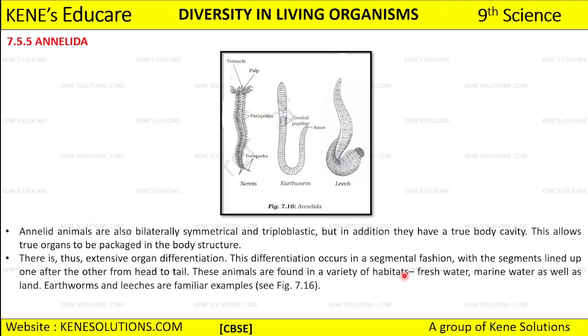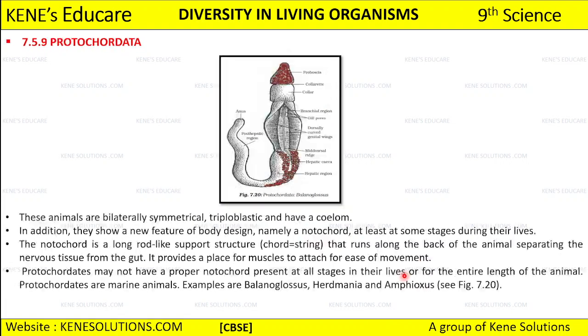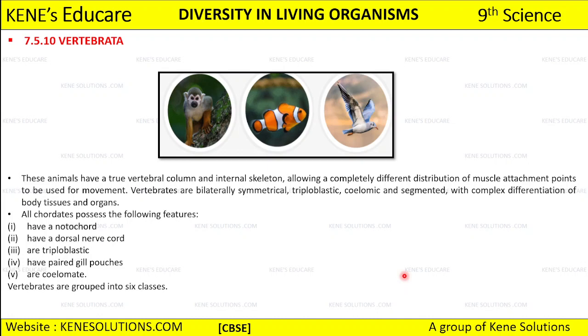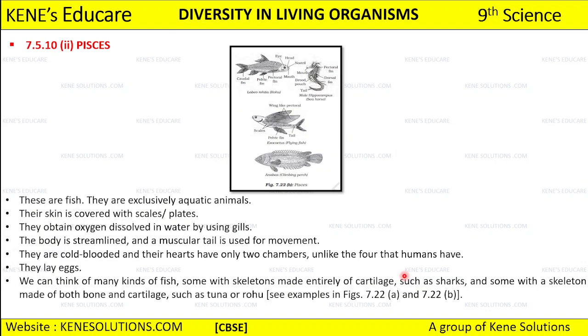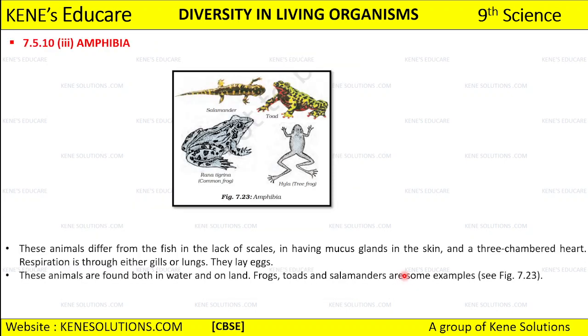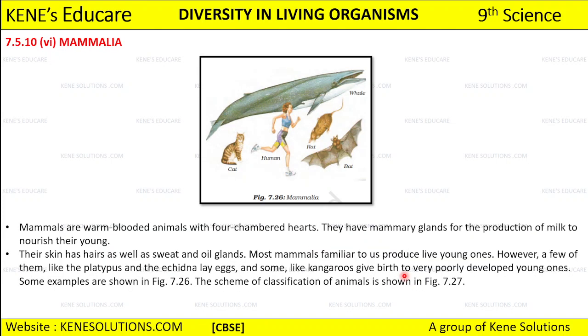Okay, so we have Annelida to discuss, we have Arthropoda, Mollusca, Echinodermata, Protochordata, and Vertebrata. So these are the other six different kinds of phylum that come under kingdom Animalia. I guess we need two more parts, because Vertebrata has six more classes to discuss, right? We have Cyclostomata, Pisces, then the third class is Amphibia, the fourth is Reptilia, the fifth is Aves, and the sixth is Mammalia. So we are going to discuss the six different classes that come under phylum Vertebrata, which is the last phylum of kingdom Animalia.